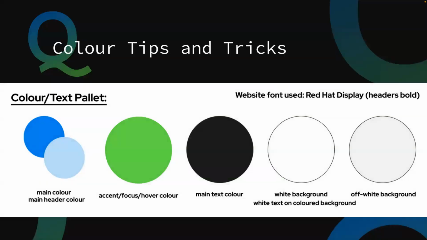So here's the color palette that I was going to talk about. This is actually the palette that I used for the new QWeb website that I designed. You have the main color, which is the blue, and then you have the accent color. You can see I highlighted it as focus hover color. And then you have the main text color and then off-white.